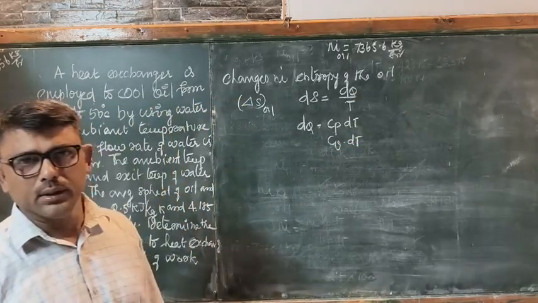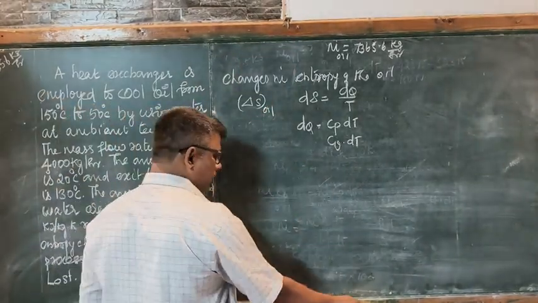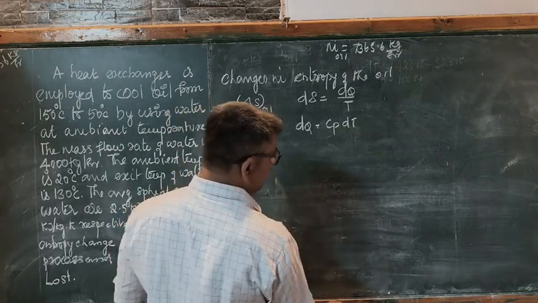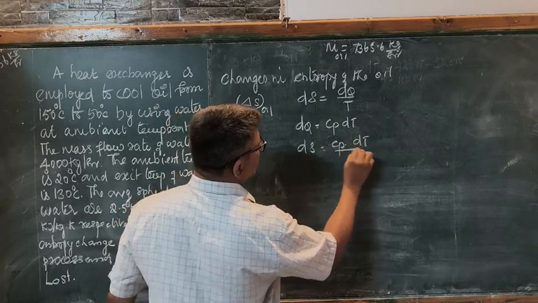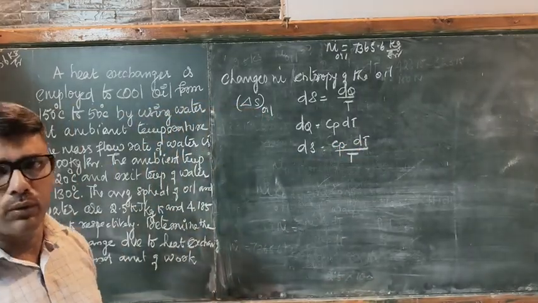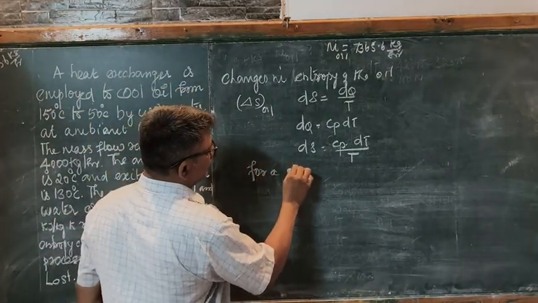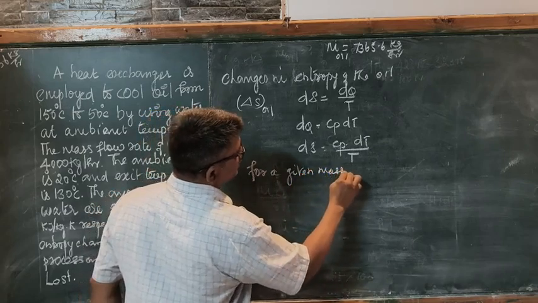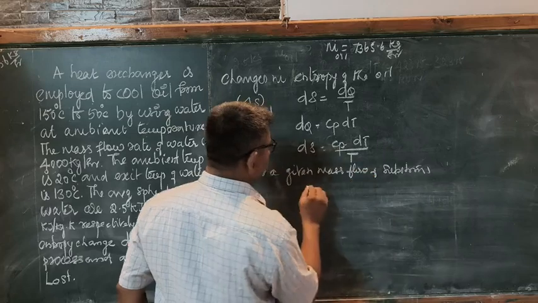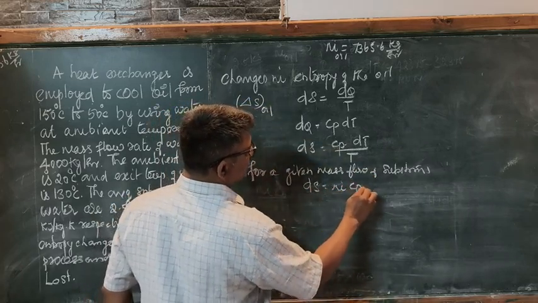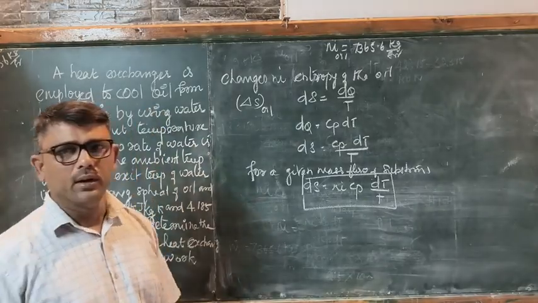This is an open process. Oil enters at one end and leaves at the other end. So pressure is constant. So this process is a constant pressure process, so dQ is equal to Cp dT. Substituting this, dS is equal to Cp dT divided by T. For a given mass flow rate of a substance, this equation becomes dS is equal to m dot Cp dT by T. This is the equation to find the changes in entropy of the substance.